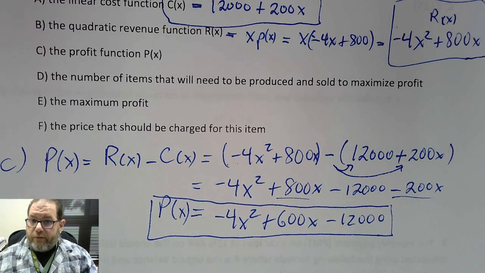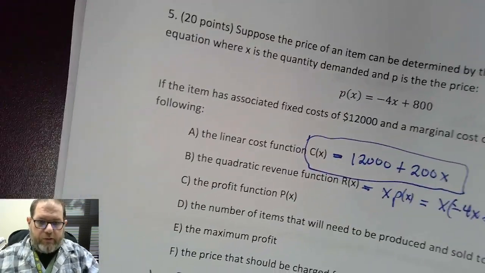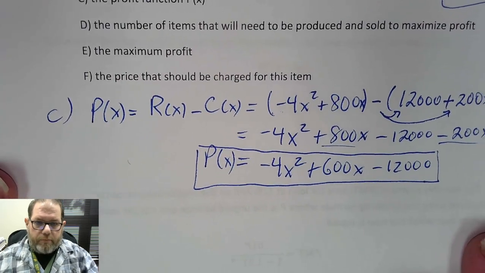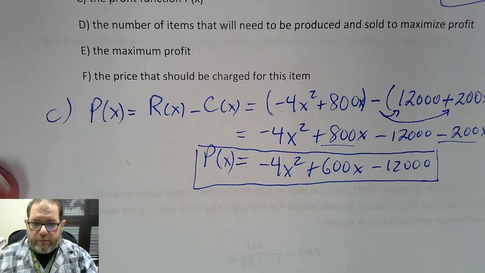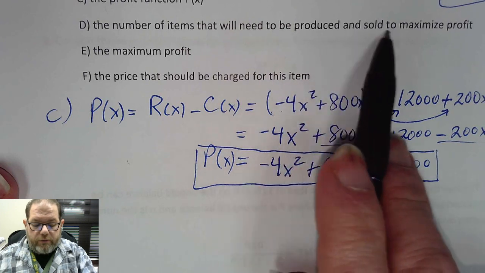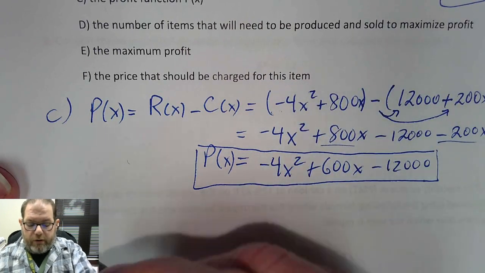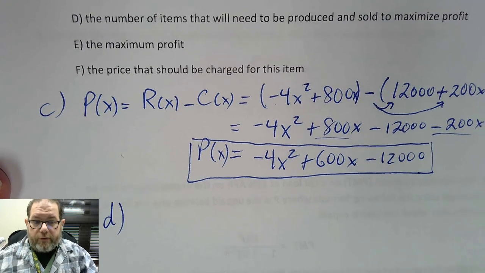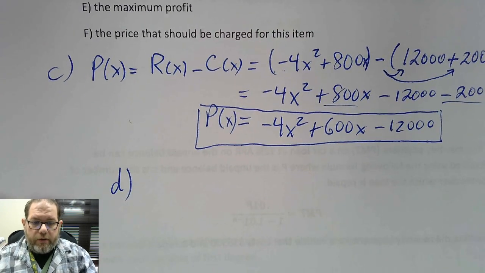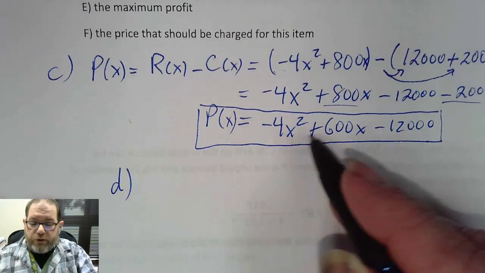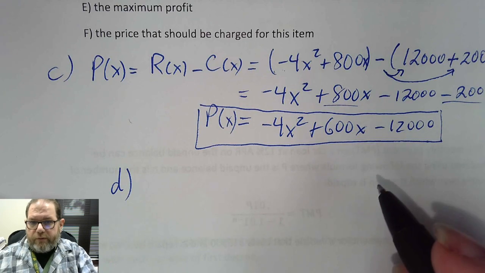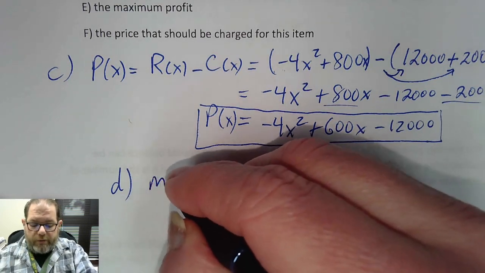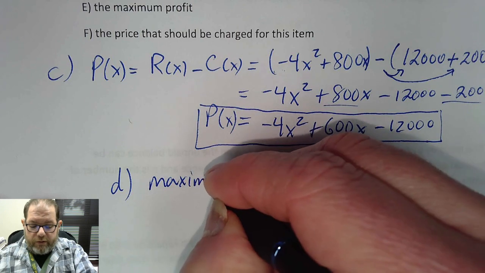Okay, so now we have a profit function. So next, part D, the number of items that will need to be produced and sold to maximize profit. If our goal is to maximize the profit, then that means we have to figure out where the vertex of this quadratic equation is. So it's maximized at the vertex.